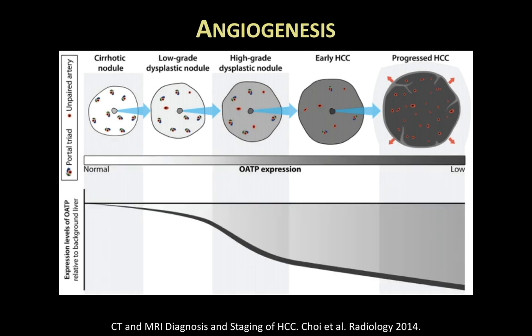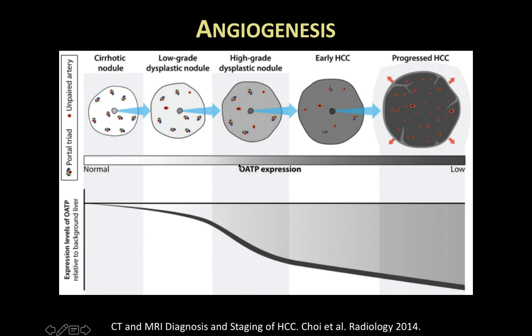On the other hand, OATP expression. So we all know the OATP cellular transport molecule. It is present on all hepatocytes and it transports, amongst other things, also hepatocyte specific contrast like Eovist or MultiHance into the hepatocyte. So if this OATP expression is lost, the tumor will not retain hepatobiliary contrast on the hepatobiliary phase and will appear hypointense on that phase.